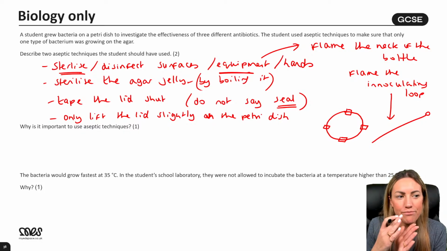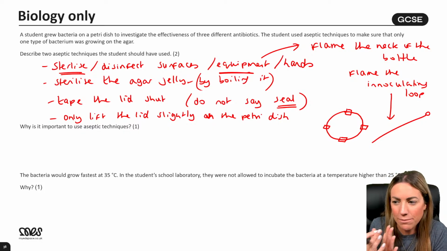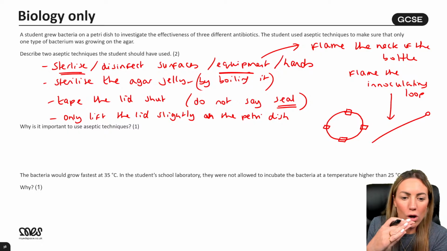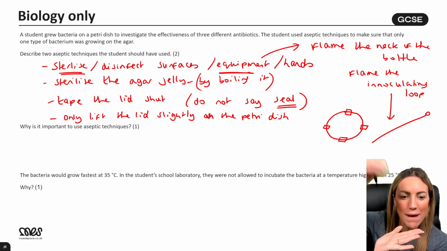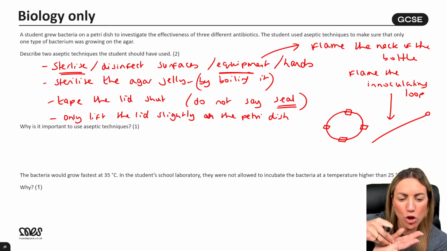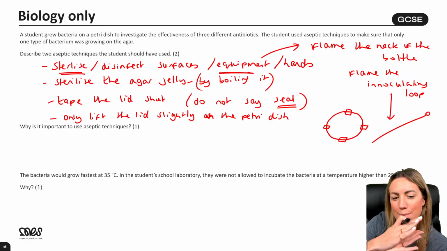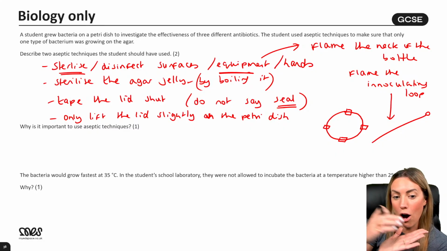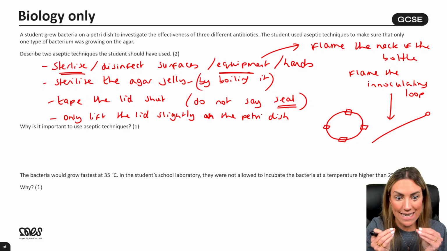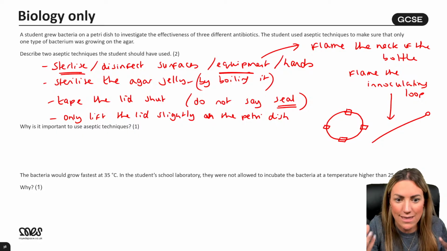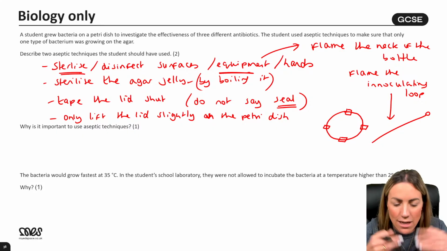So you could say something like, only lift the lid off slightly, or keep the lid off for as short a time period as possible, or lift the lid, but at an angle. Really important, because you don't want bacteria from the air dropping on your agar, because that would contaminate your agar. So you keep the lid over and position it at an angle, or if you do take it off, you take it off really quickly, just for a really short time period. You tape the lid on so no bacteria can get out, because that could be dangerous, and no bacteria can get in, which could contaminate.